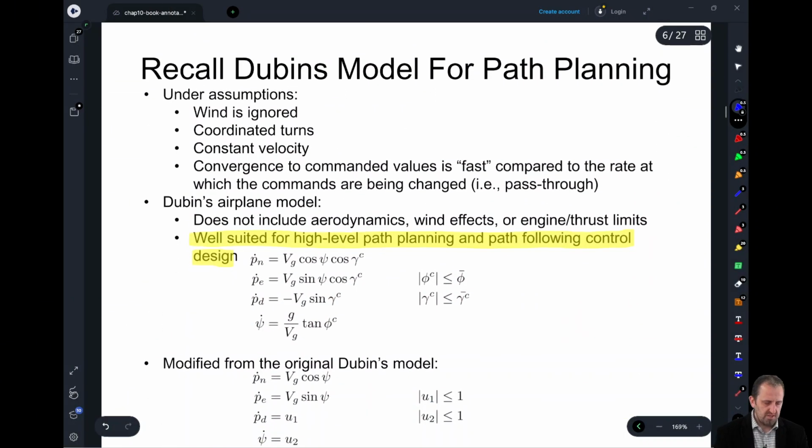You'll recall the Dubin's model for path planning that we developed in a previous lecture. That Dubin's model ignores wind, assumes a coordinated turn, and we have constant velocity. Convergence to the command value is fast compared to the rate at which the commands are being changed. In other words, we assume that our commands are passed through. And our commands in this case are our flight path angle and our roll.